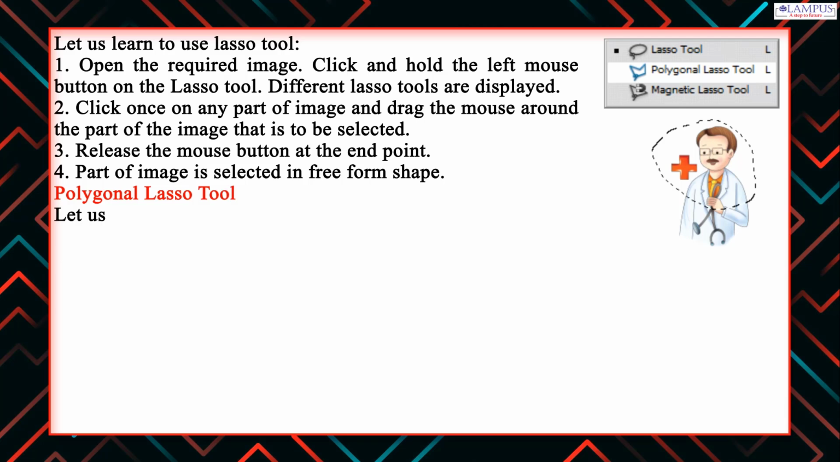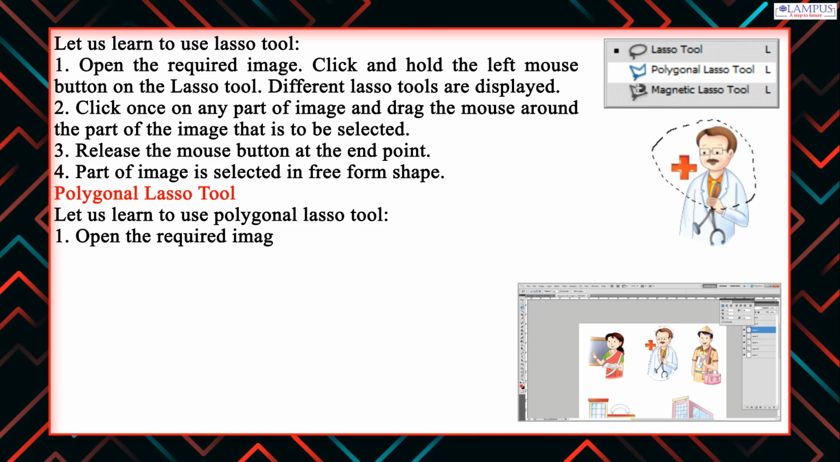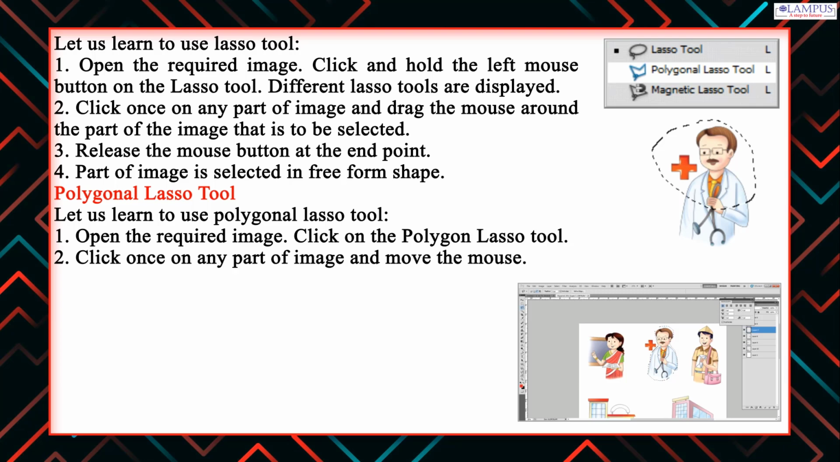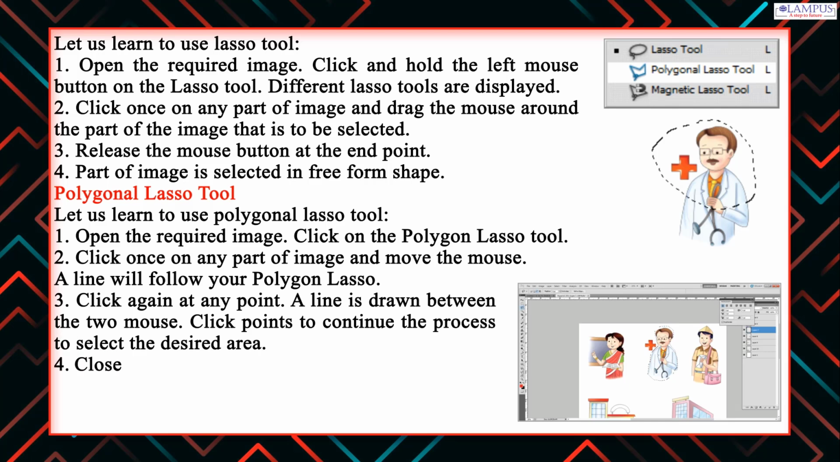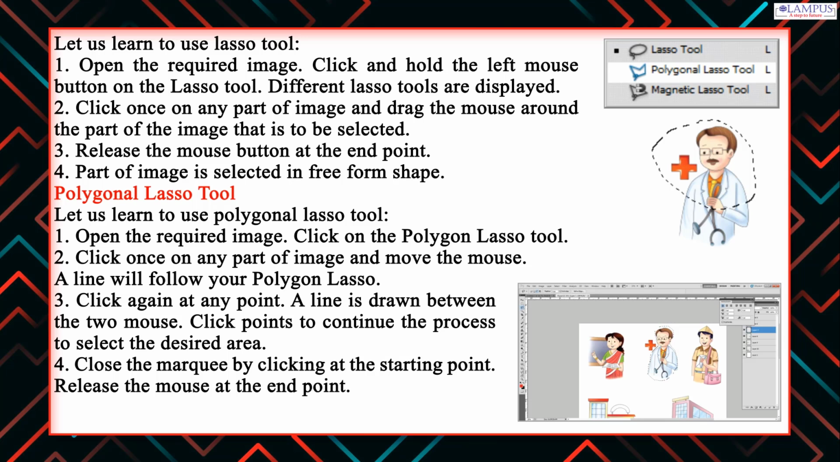Polygonal lasso tool. Let us learn to use the polygonal lasso tool. 1. Open the required image. Click on the polygon lasso tool. 2. Click once on any part of the image and move the mouse. A line will follow your polygon lasso. 3. Click again at any point. A line is drawn between the two mouse click points. Continue the process to select the desired area. 4. Close the marquee by clicking at the starting point. Release the mouse at the end point.